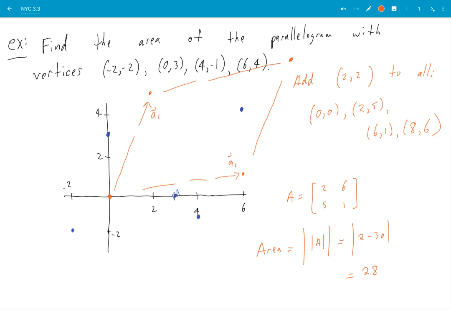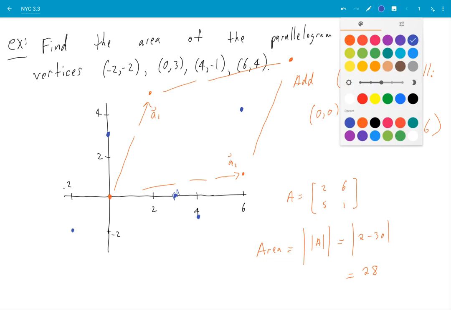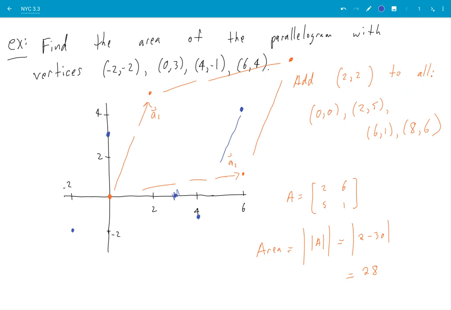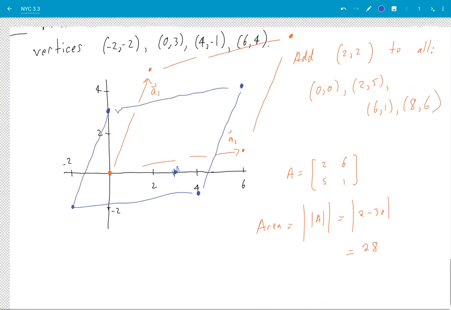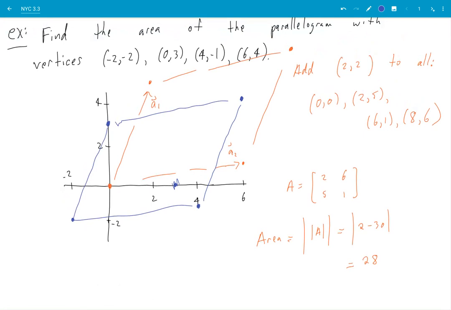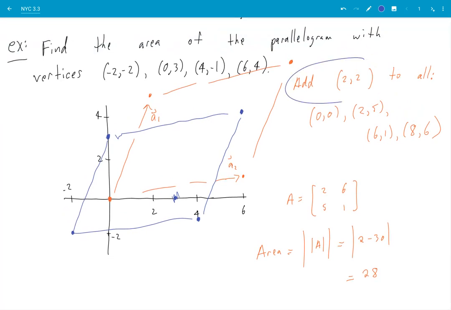Okay, to recap, in blue, I had this parallelogram that was not where I wanted it to be. If I want to use the theorem, I need to have one of the vertices at the origin. So what I did was I shifted everything by the vector 2, 2, thus moving this vertex to the origin. And then I was able to use the theorem, and I got 28.